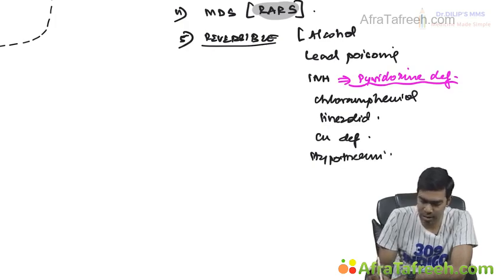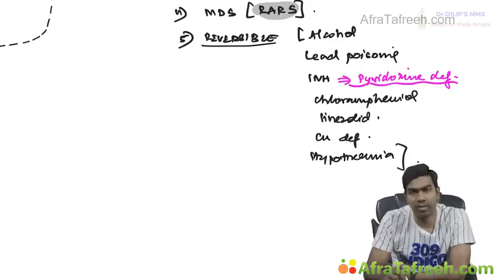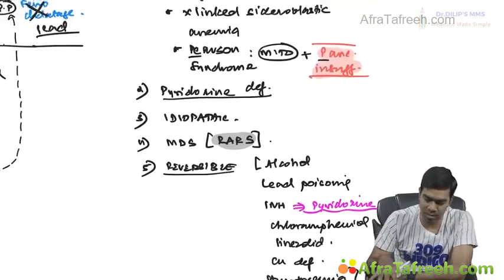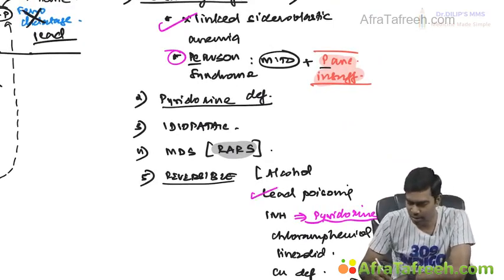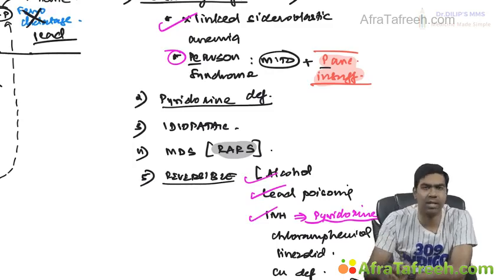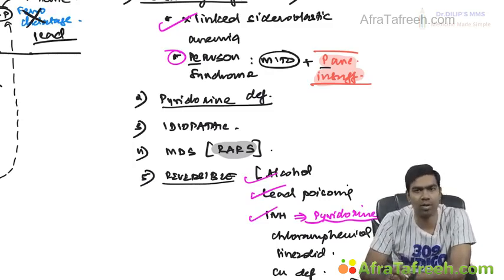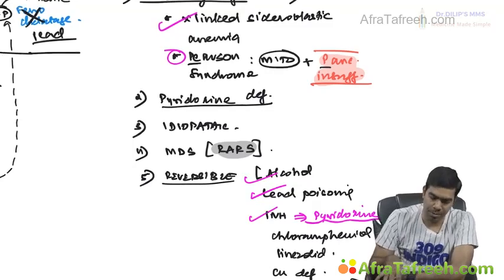In all these conditions, you might get a sideroblastic anemia. In this, the most important, if you ask me, are the X-linked sideroblastic anemia, to an extent Pearson syndrome, and you have lead poisoning, INH and alcohol. So these are the very important causes that are very, very regularly asked in exams.